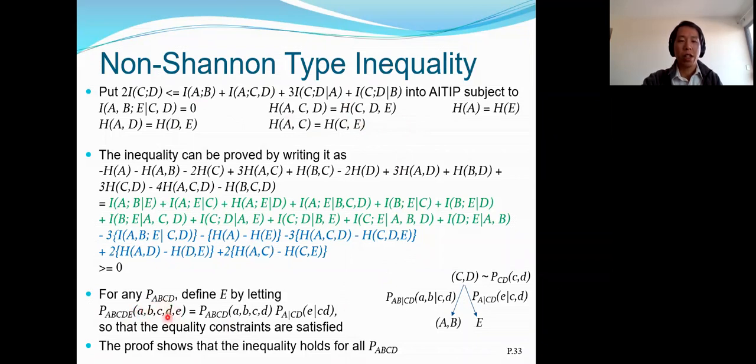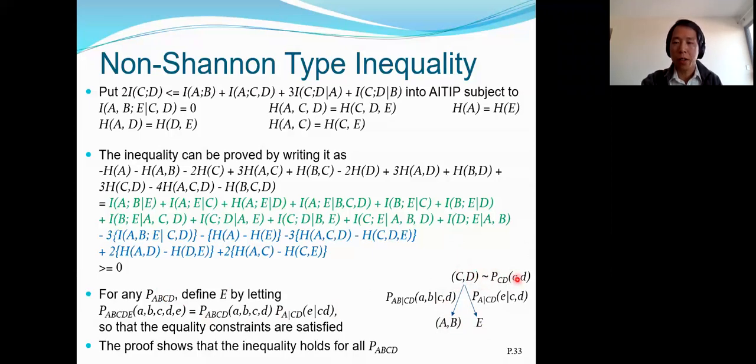we can define the random variable E according to this distribution. That is P, A, B, C, D multiplied with, we generate E using the conditional distribution of A given C, D. Or let me explain it using this figure here. Now, suppose we have a joint distribution A, B, C, D, okay? We first generate random variables C and D.